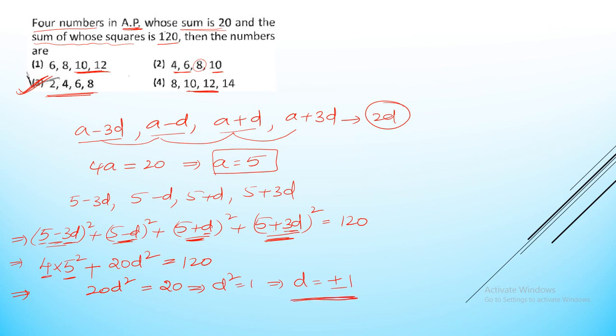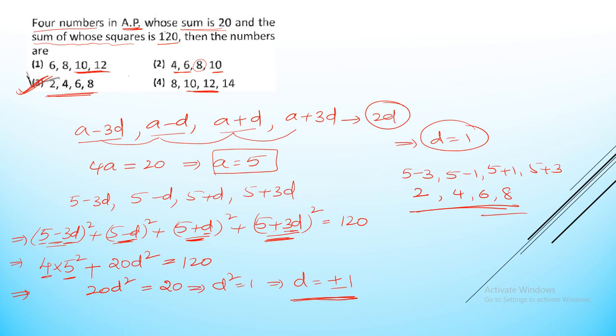So d can be positive 1 or negative 1. Here we will be considering positive. If you consider negative also, you will get the same answer. If d is equal to plus 1, what will happen? This can be written as 5 minus 3, 5 minus 1, 5 plus 1, 5 plus 3, which gives me 2, 4, 6, 8. So these are nothing but my numbers. If you consider d equal to minus 1, you will get them in reverse order, but still those 4 numbers are the same 4 numbers, right?